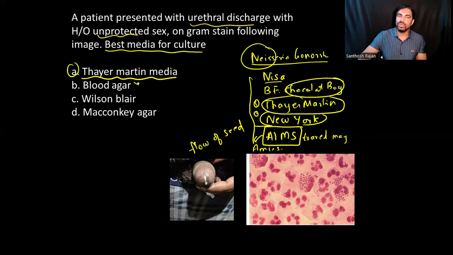Blood agar? No. It's not selective. Wilson Blair? No. Wilson Blair is the bodyguard of our Salmonella typhi. It is the media for Salmonella and Shigella. One media that differentiates both Salmonella and Shigella growth is the Wilson Blair media. Wilson, the dark guy. I told you he is Salmonella's bodyguard, and they put it here to confuse you. MacConkey agar, definitely not. It is not a selective media for this. It's a differential media, not a selective media. So Thayer Martin is an easy question.